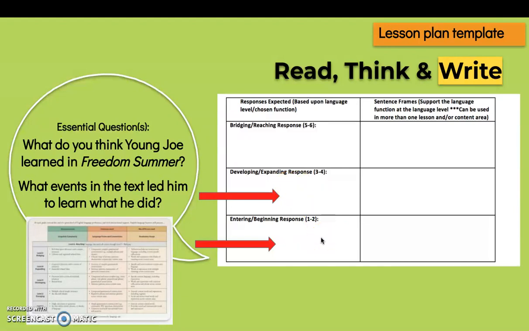One last piece of advice here before you get started thinking about this. The other thing we want to make sure of is that we do not change the learning outcome for our earlier levels of English proficiency. The outcome needs to stay the same. The students need to make inferences from the text, and they need to be able to use text evidence to support those inferences. So please don't forget that as you are differentiating your responses.